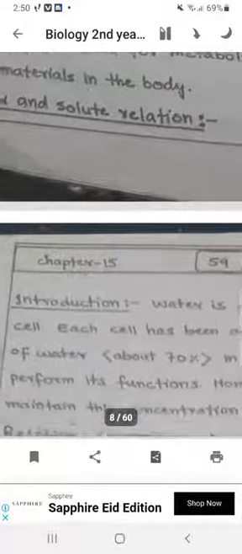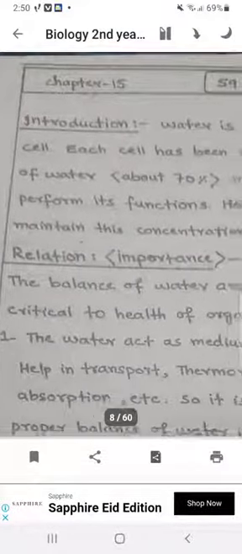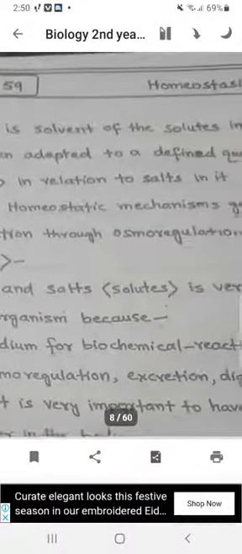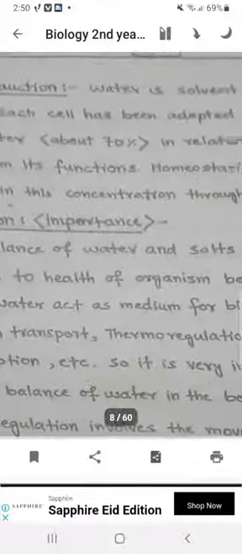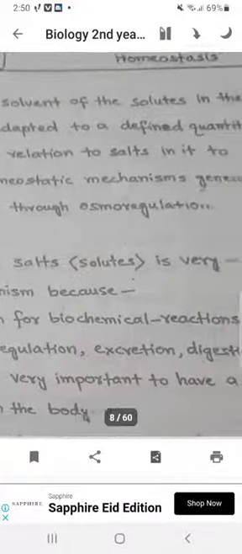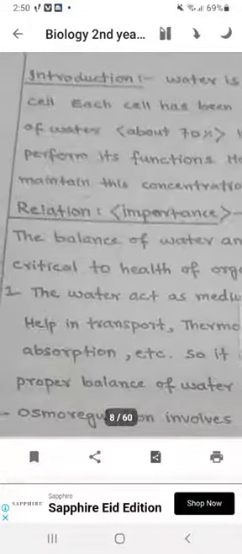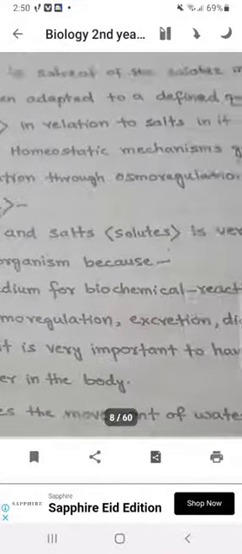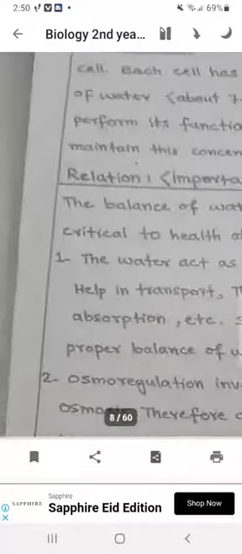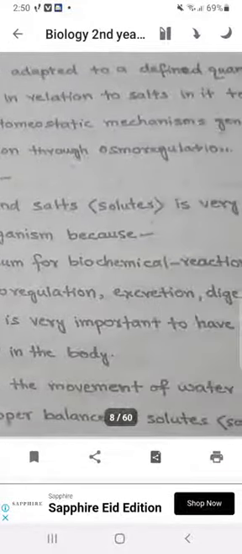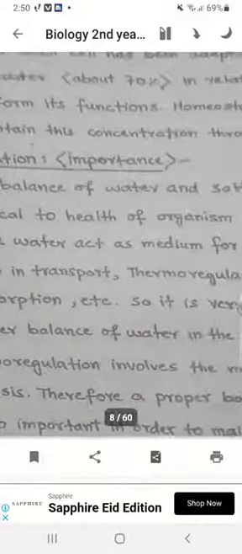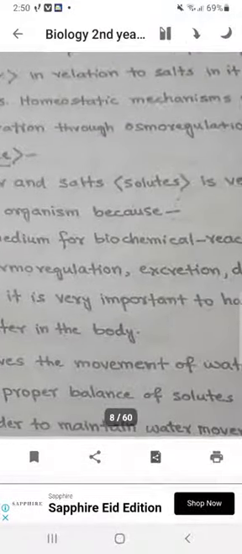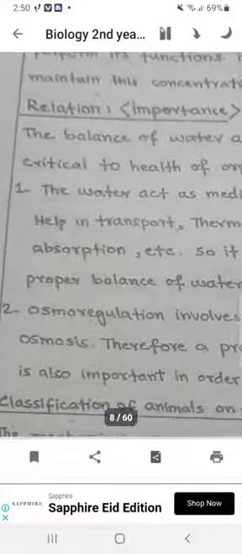Water and solute relation. Introduction. Water is the solvent of the solutes in the cell. Each cell has been adapted to a definite quantity of water, about 70% in relation to salts in it, to perform its function. Homeostatic mechanisms generally maintain this concentration through osmoregulation.